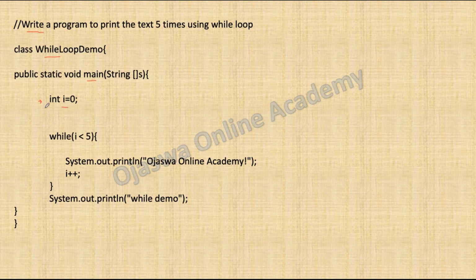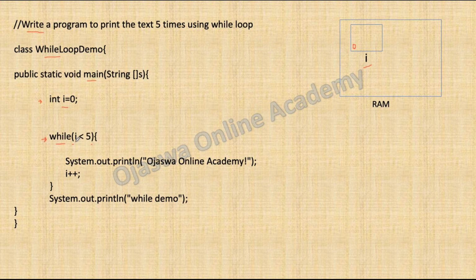So as soon as the interpreter reads this statement, it will allocate memory to the variable i. Memory for variable i is reserved inside the stack memory area and the value 0 is stored inside it. Next we define the while loop. The while keyword denotes that it is a while loop. Open the parentheses and write the condition inside these parentheses.